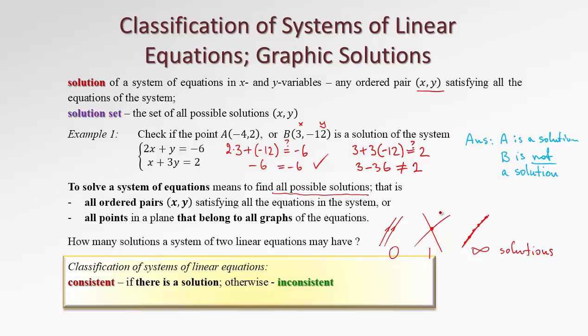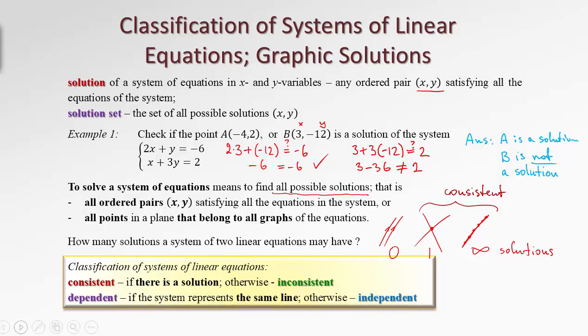For example, this situation and that situation. Here we have one solution, here we have infinitely many solutions. Such systems are called consistent. Otherwise, if we don't have any solution, the system will be called inconsistent. So again, consistent if we do have solutions, inconsistent when we don't have solutions.